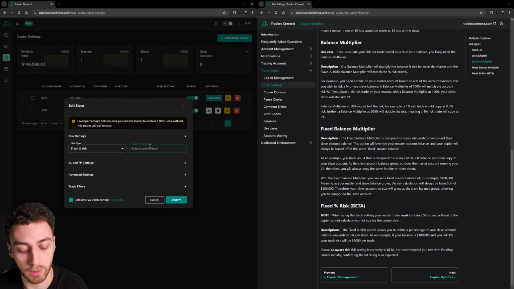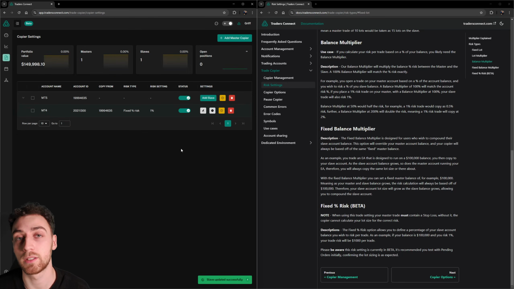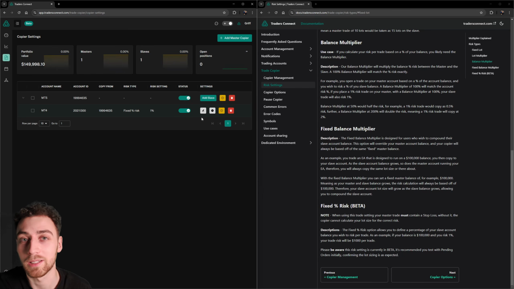So I'll give you an example here. If I just enter fixed percentage risk with a 1% balance percentage, this will enter 1% risk on the slave account every time, regardless of the master lot size, provided that you have a stop loss on trade open. So there we go. I've explained all of our risk settings there.